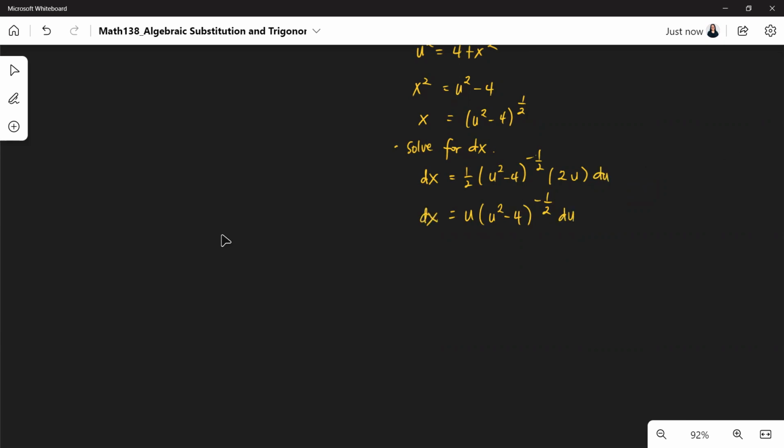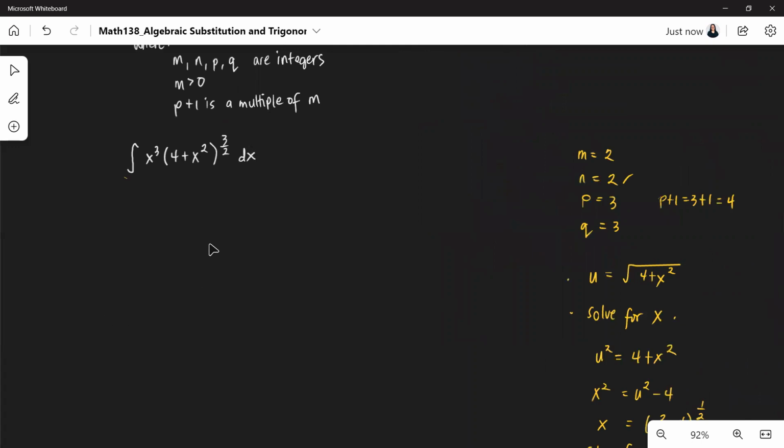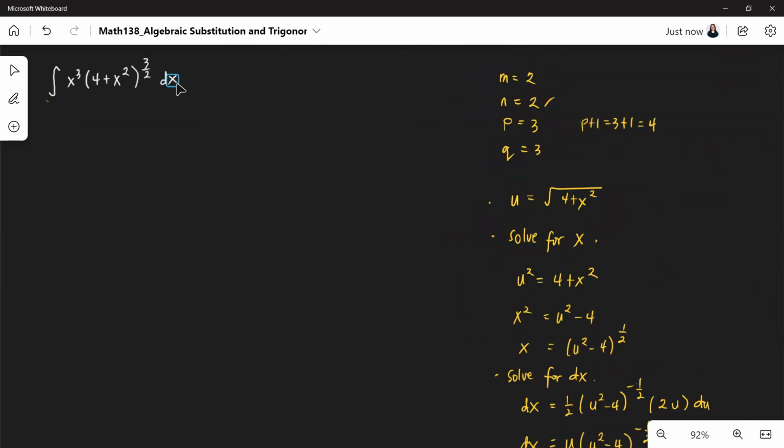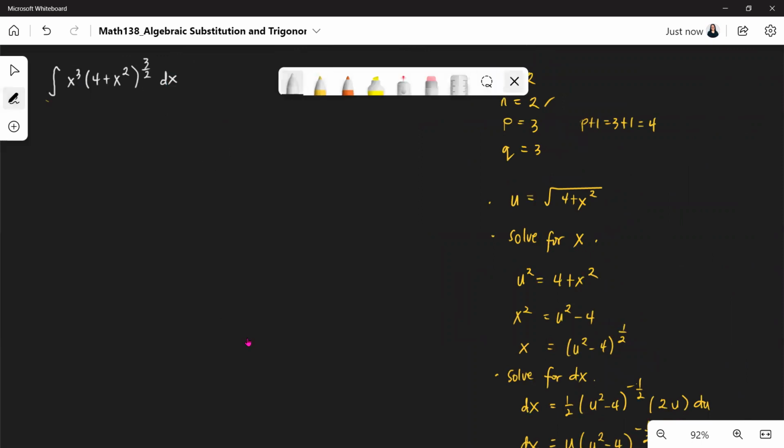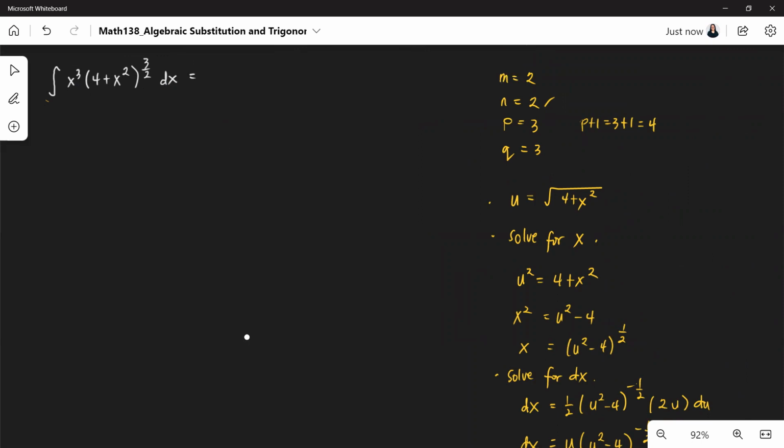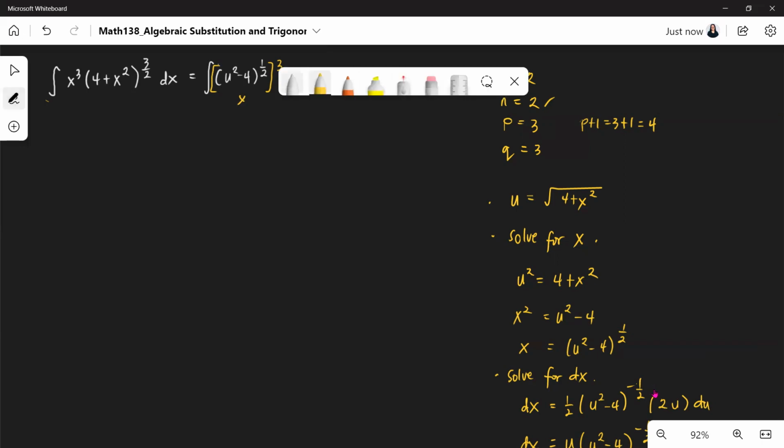So we can now transform all the x's here to functions of u rather. So we have x cubed. So x is this u squared minus 4, quantity raised to 1/2. So we need to raise it, no, to a power of 3. So let me change the color, para claro. So this is the value of x and then raise it to a power of 3. That's for x cubed. And then 4 plus x squared.